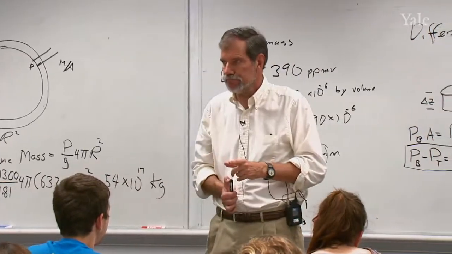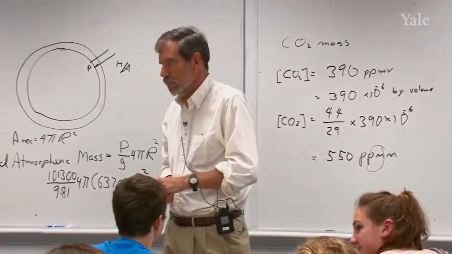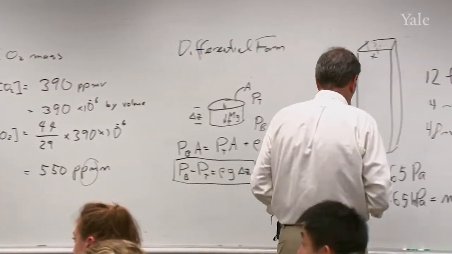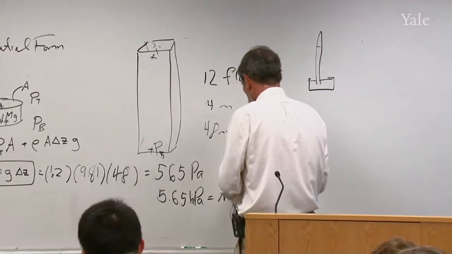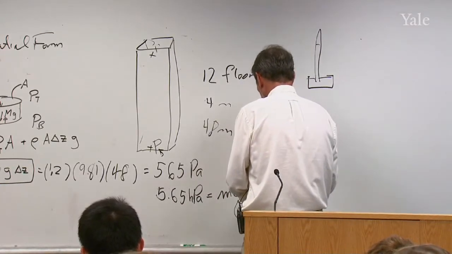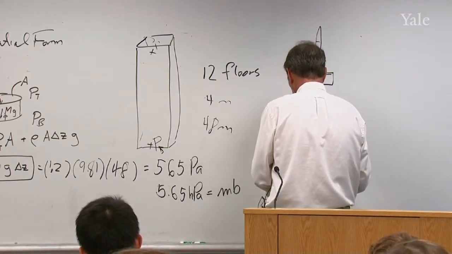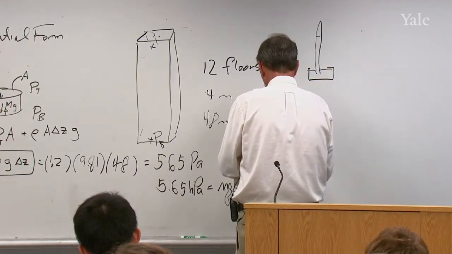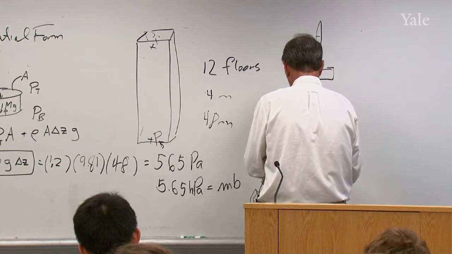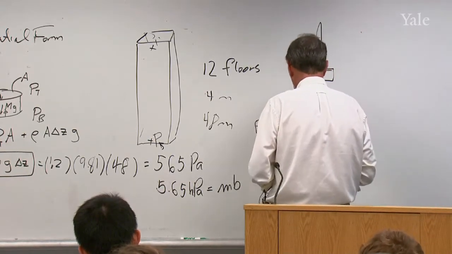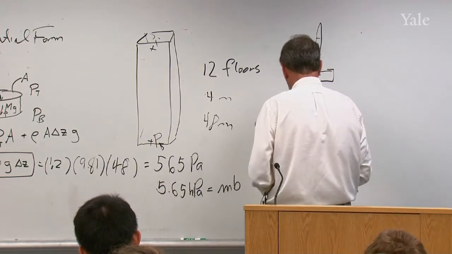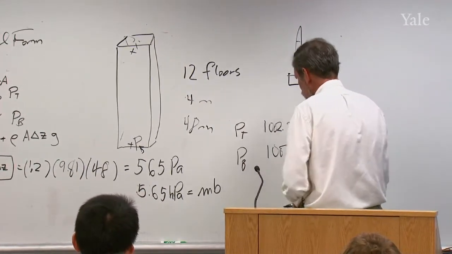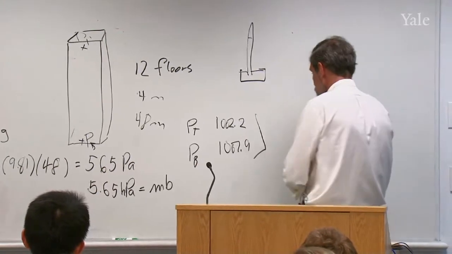Here we go. Could you just call out the pressures for this? For the ground level, it was 1,007.9. And then the 12th floor was 1,002.2. Okay. So that difference is 5.7.